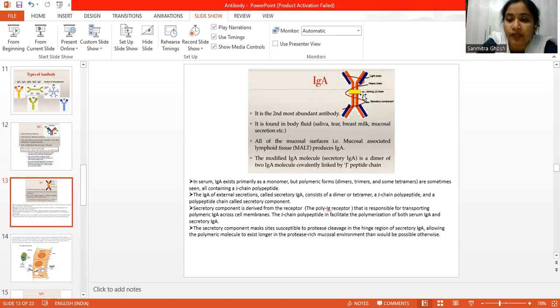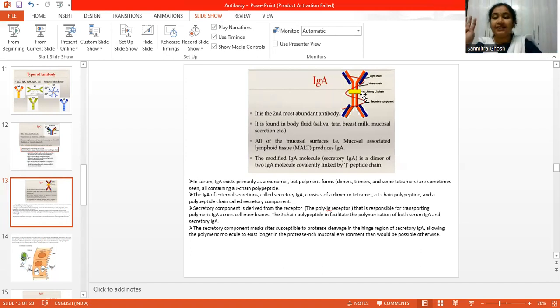Okay. So, whenever these polymeric forms are being formed, they consist of the J chain polypeptide. So, in the serum, J chain polypeptide is not there, but in the secretory version, always when we are having the multimeric structure, this J chain polypeptide is always present. Okay. Now, the IgA of the external secretion consists of a dimer or tetramer. First of all, a dimer or tetramer, then a J chain polypeptide, and apart from that, there is an additional polypeptide chain which is known as the secretory component.